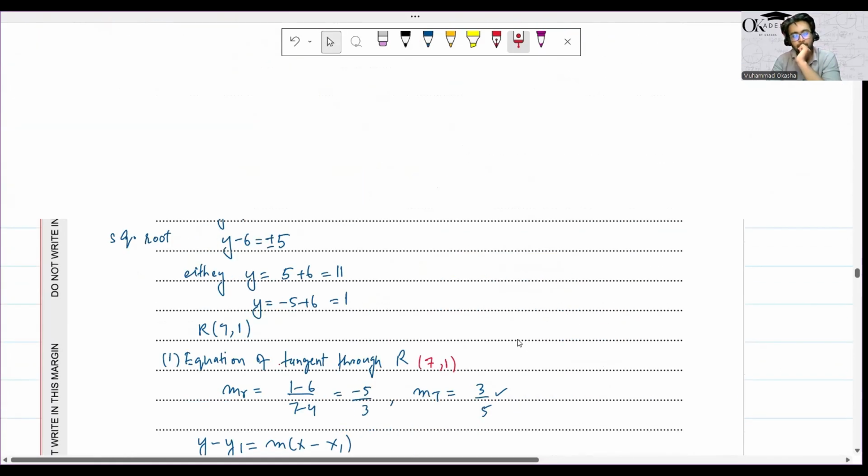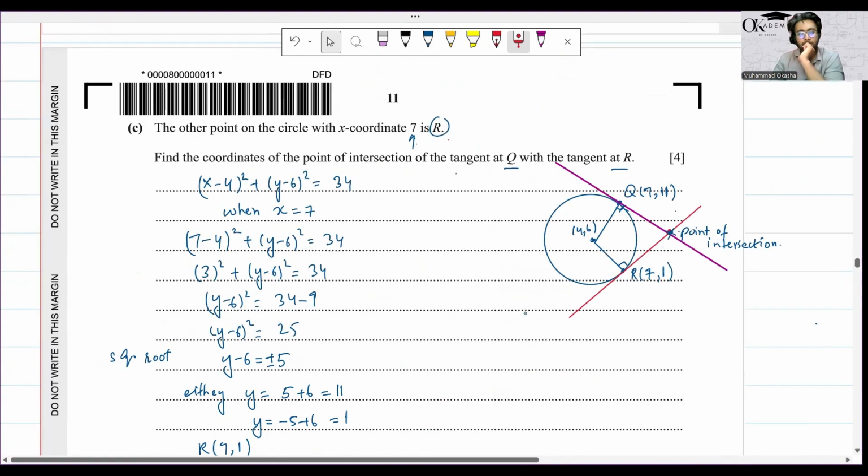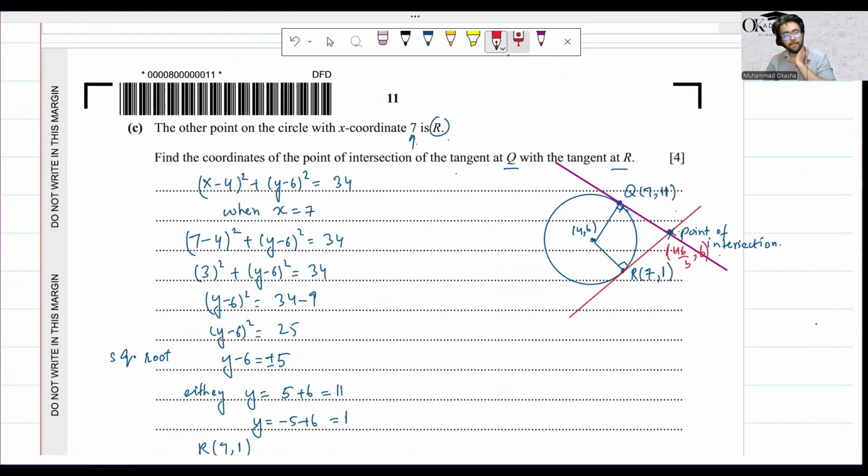Make sense? So this is the point of intersection, which is 46 by 3 comma 6. That's the point of intersection. Pause and reflect. Let's see what we did.